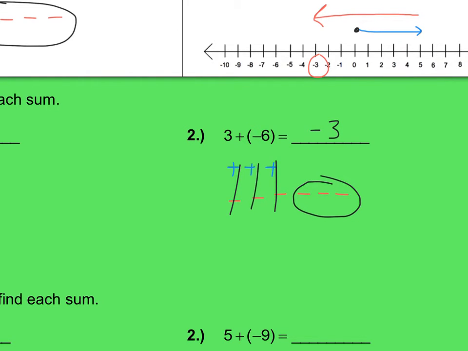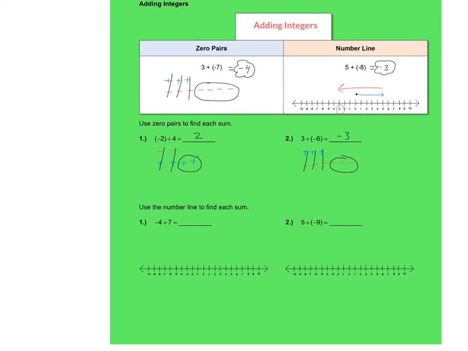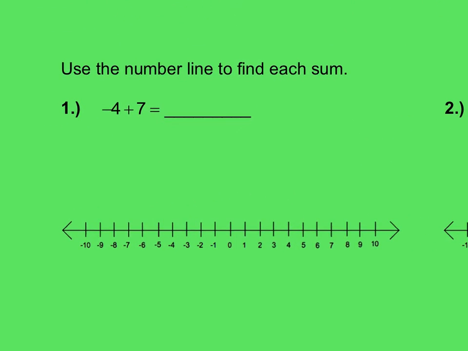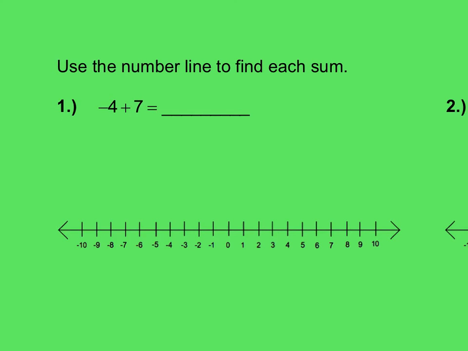Quite simple, right? Now we're going to do the same thing, but we're going to model it with the number line. So we have negative 4 plus 7. We start by putting our dot on 0 because that's the starting point. Our first number is negative 4, so I'm going to draw a line to negative 4. We move the dot to there.